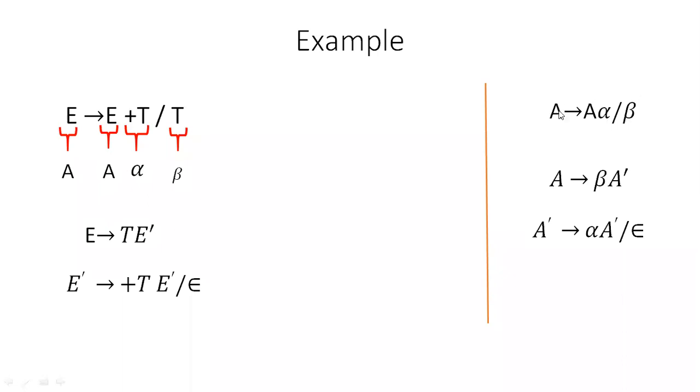If the production in the given grammar is in this form, then how do we eliminate the left recursion? Just modify the rule with these two productions, then we can eliminate the left recursion. Is it clear?